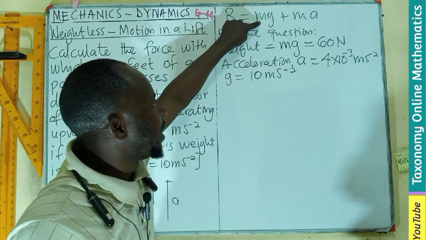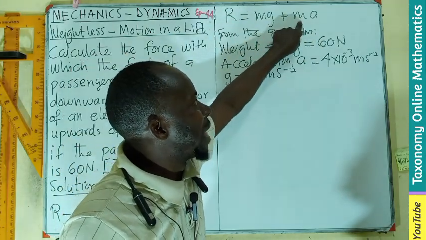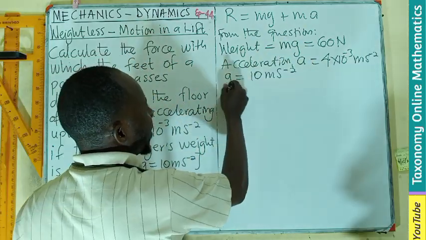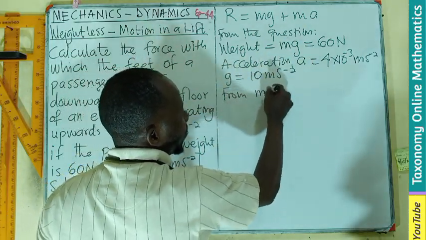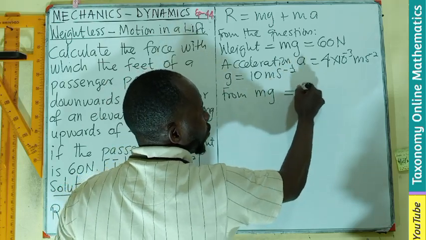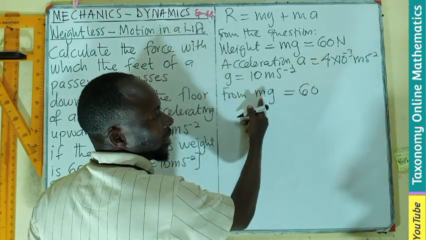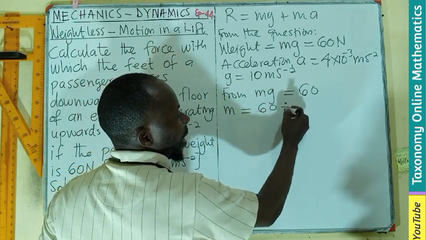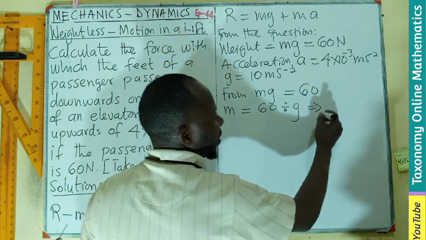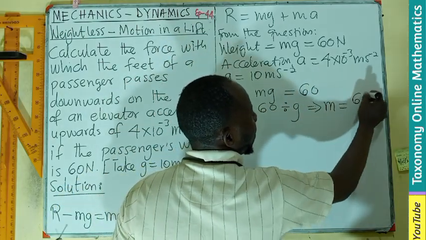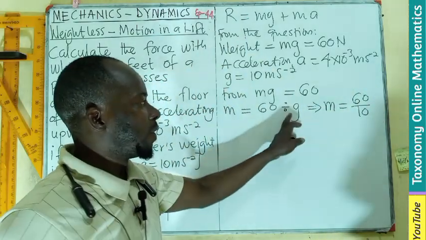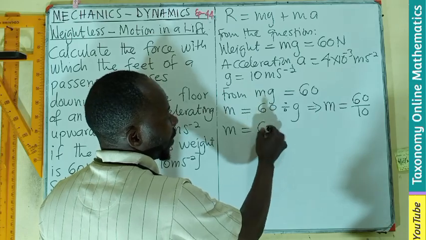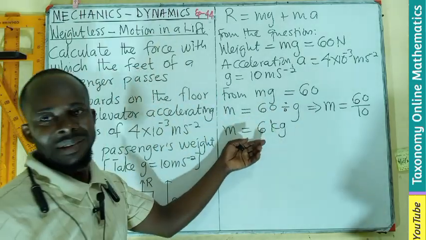These are all the information given. Now, what I need is the mass to multiply by the acceleration given. From mg, which equals 60, we can find m equals 60 divided by what? g, which implies that m equals 60 divided by what? 10. The g is 10 from here. That makes the mass equal to 6 kg, right? So the mass is now known.